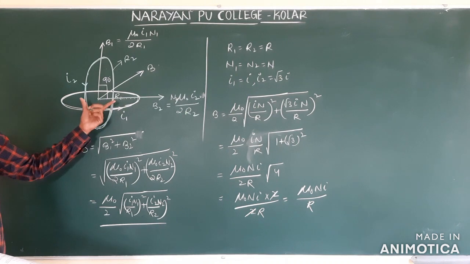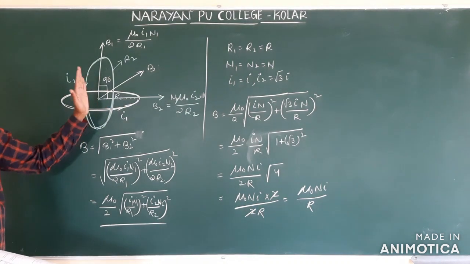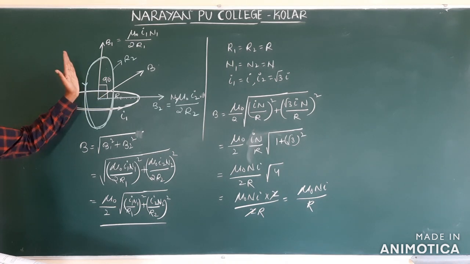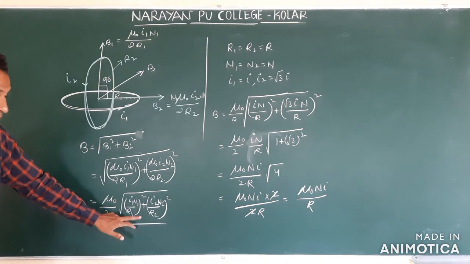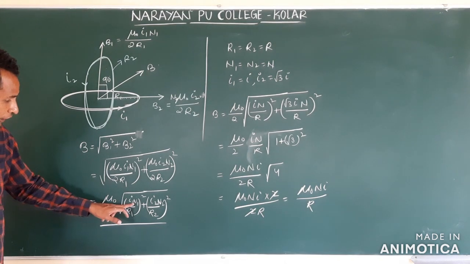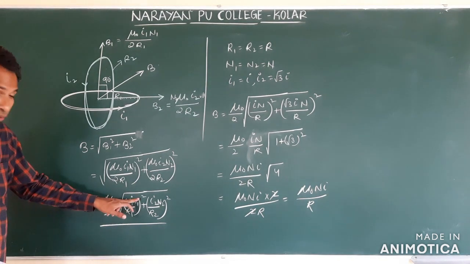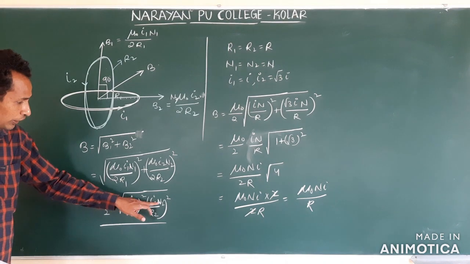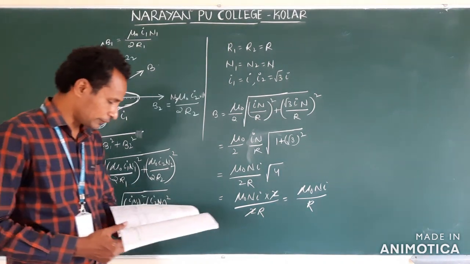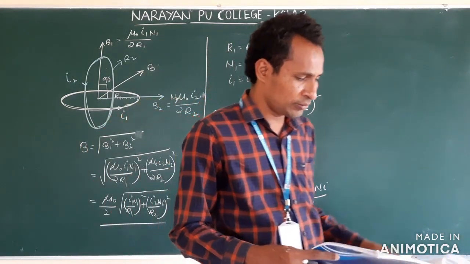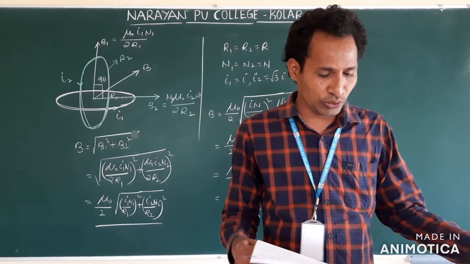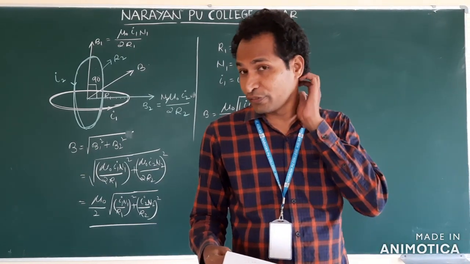When two coils are placed like this, their planes are arranged perpendicular to each other. Then follow this formula: mu naught by 2 under root of (I1 N1 by R1) whole square plus (I2 N2 by R2) whole square. Clear? Now the fourth problem, I already explained; it is the same kind of problem. Fifth, a direct question. You can apply the formula.